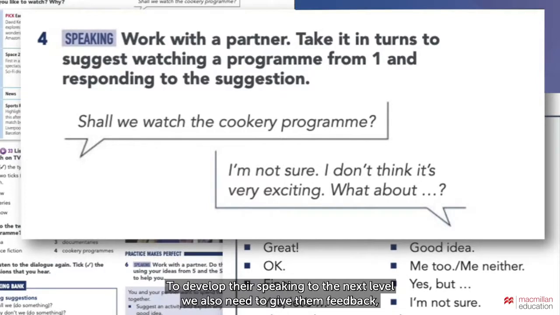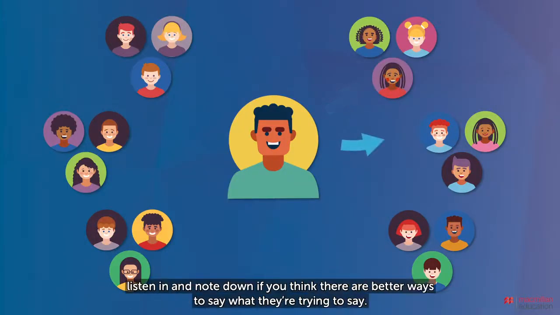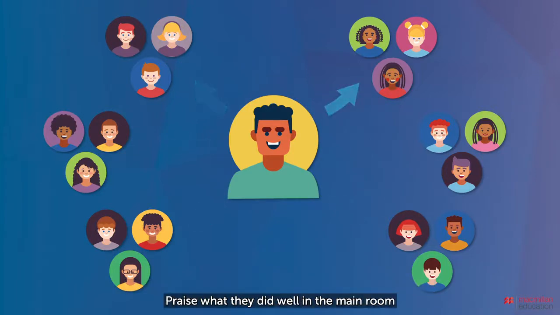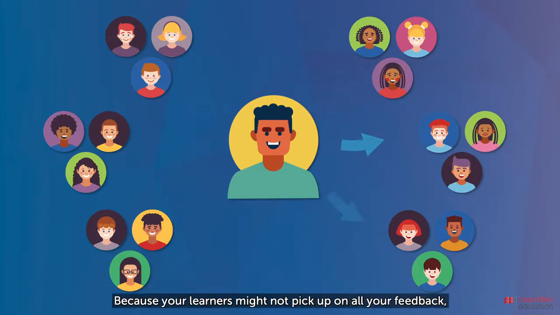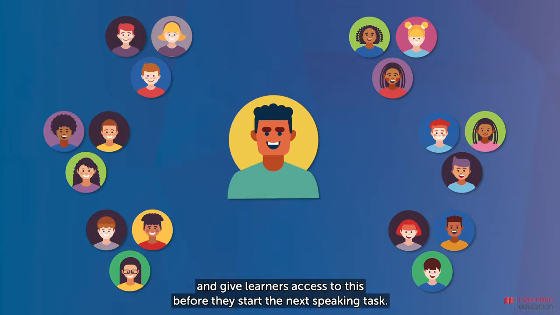To develop their speaking to the next level, we also need to give them feedback. So monitor the different pairs in the breakout rooms. Listen in and note down if you think there are better ways to say what they're trying to say. Praise what they did well in the main room and address some common issues sensitively before they attempt the second speaking task. Because your learners might not pick up on all your feedback, it is a good idea to share your whiteboard or a Google document with your feedback and give learners access to this before they start the next speaking task.